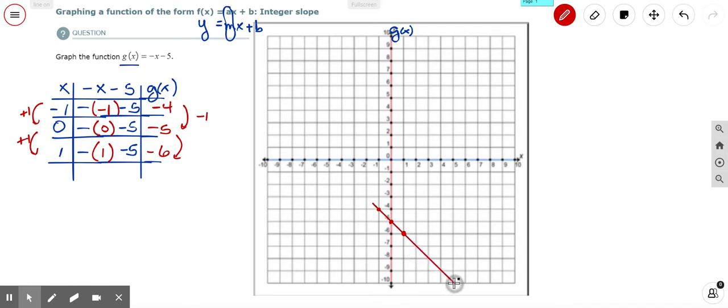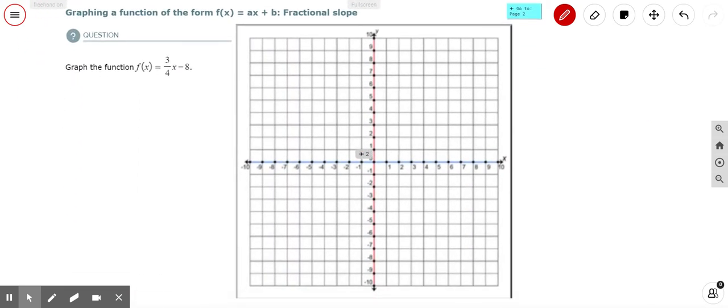And I should have extended it forever. You know, not that swift. Okay, there you go. All right, and there is your line. Moving on.